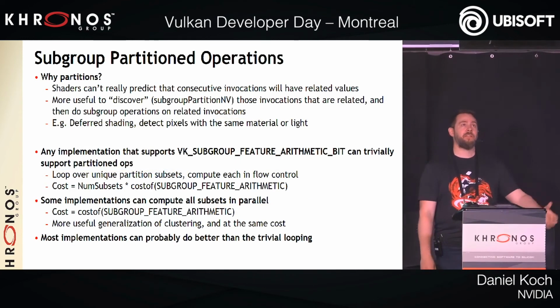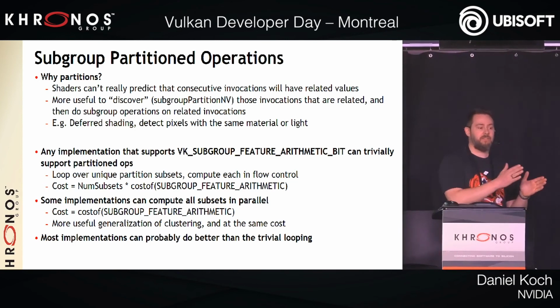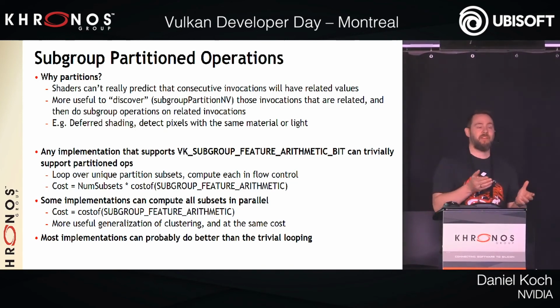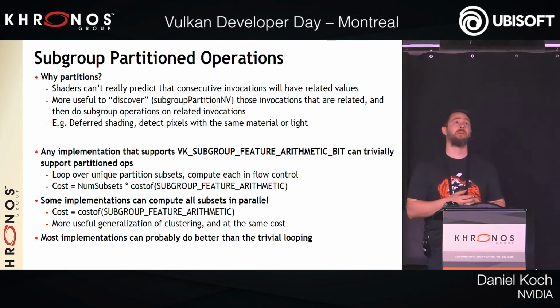So why would you want to do these? Well, shaders can't really predict that consecutive invocations are going to have related values at all, right? So the fact that you can do clustered ones is great, but maybe you want to group threads that have similar values together. So it's more useful to be able to discover, using the subgroup partition function, invocations which are related and be able to do operations on those.